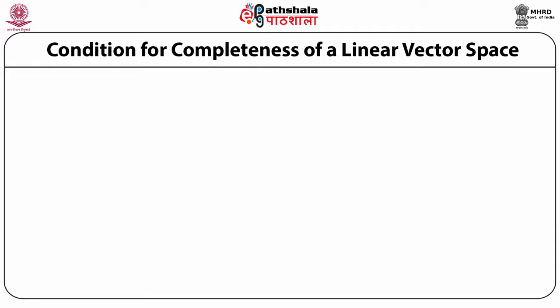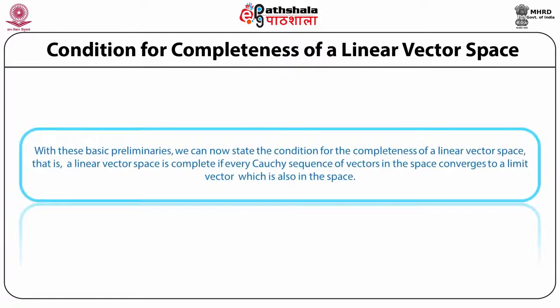Now we come to the condition for the completeness of a linear vector space. With the basic preliminaries that we have defined earlier, we are now in a position to state the condition for the completeness of a linear vector space. A linear vector space is complete if every Cauchy sequence of vectors in the space converges to a limit vector which is also in the space.